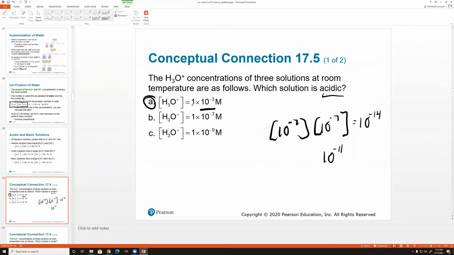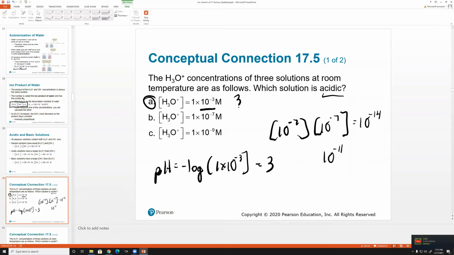And then we didn't even talk about pH yet. You can just calculate the pH of this solution. pH equals negative log of 1 times 10 to the negative 3, and this equals 3. The pH for this one is 3. The pH for this one is 7. The pH for this one is 9. So based on that, obviously A is the most acidic. Low pH means acidic.